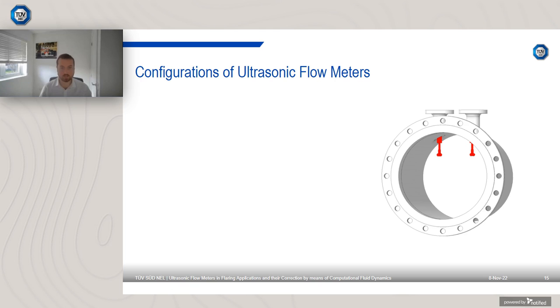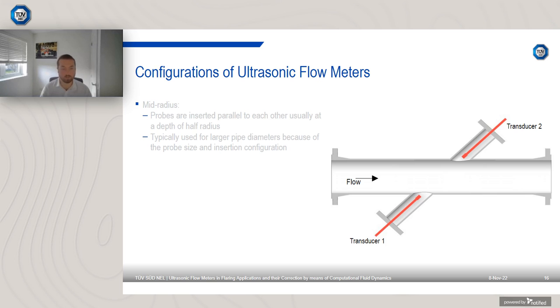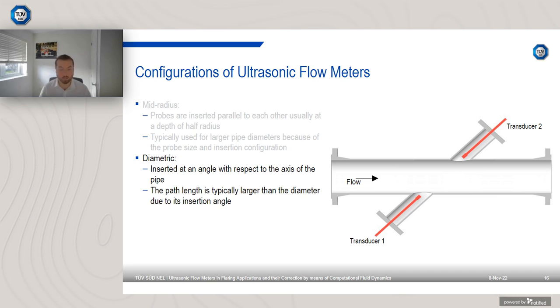So these ultrasonic flow meters have a couple of configurations. Firstly, we have the mid-radius configuration. So this is when the probes are inserted parallel to each other and are usually inserted at the depth of half radius. Sometimes it can be a full radius, sometimes it can be a quarter radius, but typically it's about half radius. We then have the diametric flow meter, and this is when the transducers are inserted at an angle with respect to the axis of the pipe, and the manufacturer who's designing these flow meters dictates what angle this is.